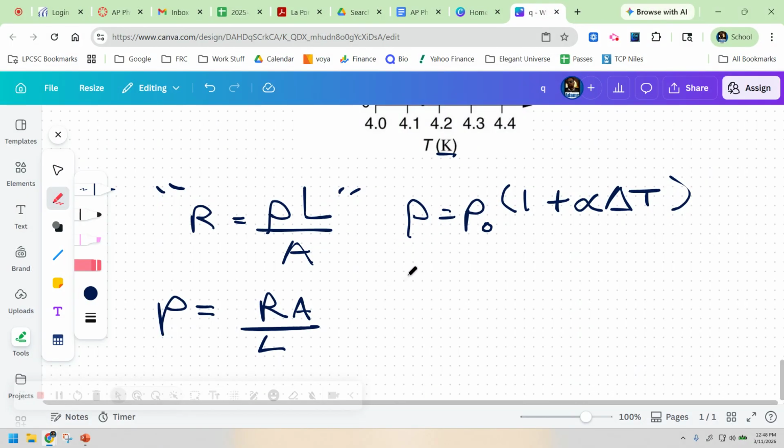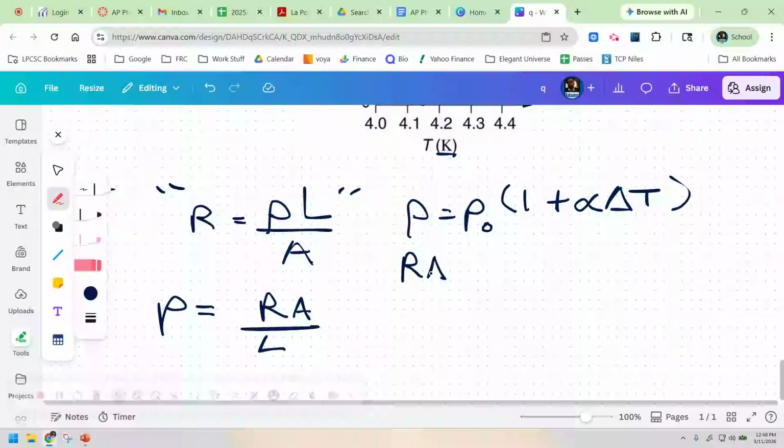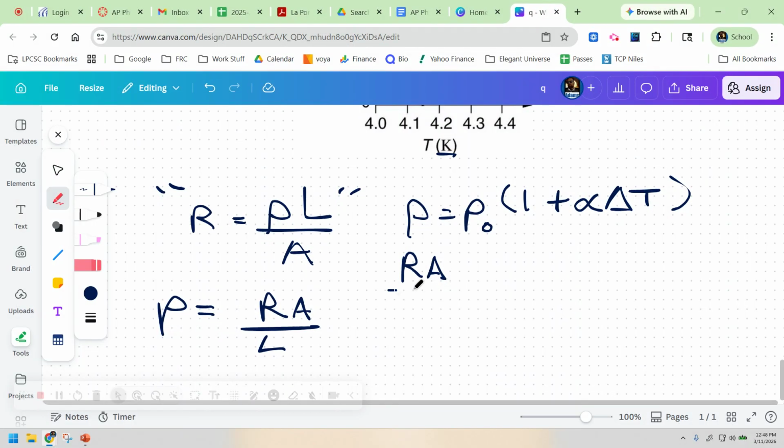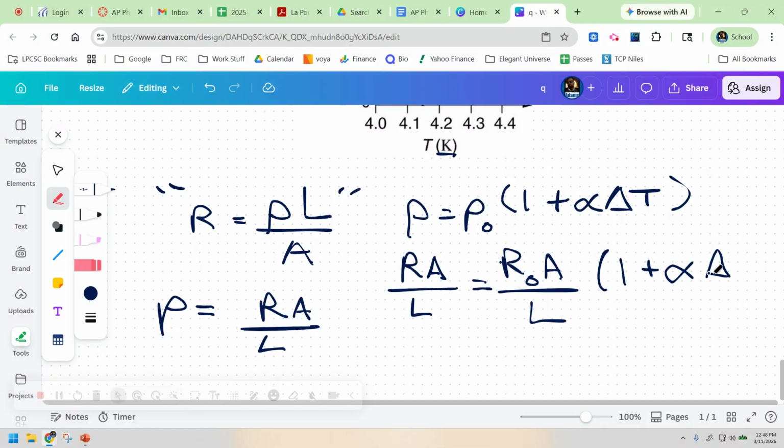Okay. I could say that this is the final resistance times the area, but the area doesn't change, over the length is equal to the initial resistance times the area times the length. And then all of this gets multiplied by 1 plus alpha delta t. Oh, I hate when that does that.